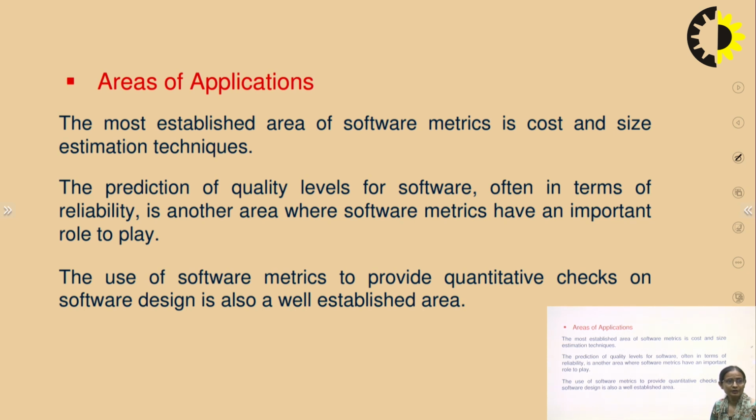So what are the areas of application of software metrics? The most established area of software metrics is cost and size estimation techniques. The prediction of quality levels for software, often in terms of reliability, is another area where software metrics have an important role to play. That is, when we are deciding how reliable my product is. The use of software metrics to provide quantitative checks on software design is also a well-established area.